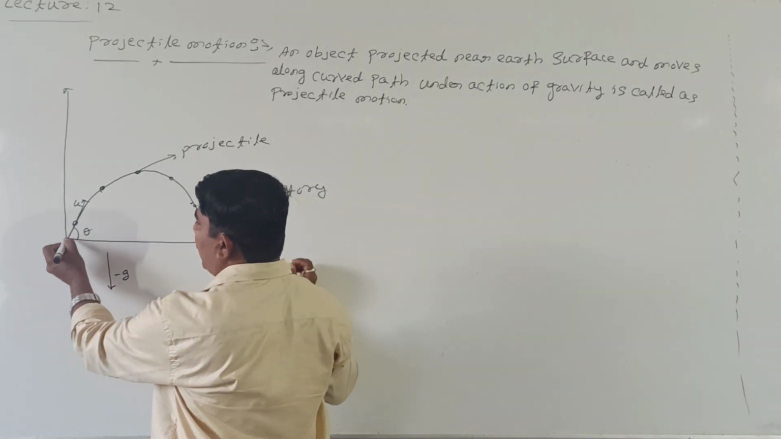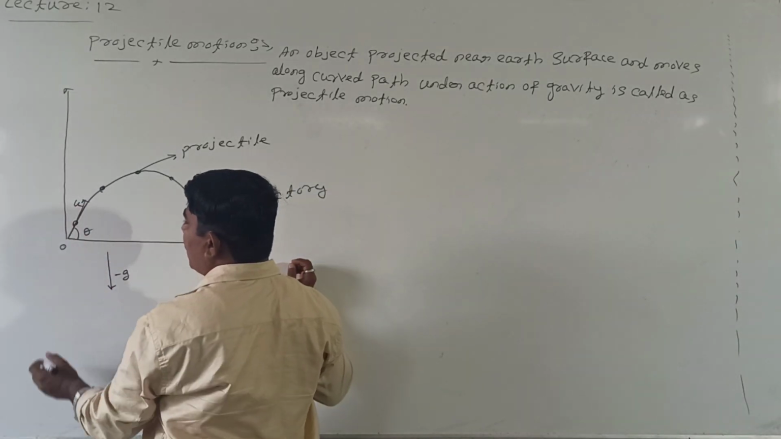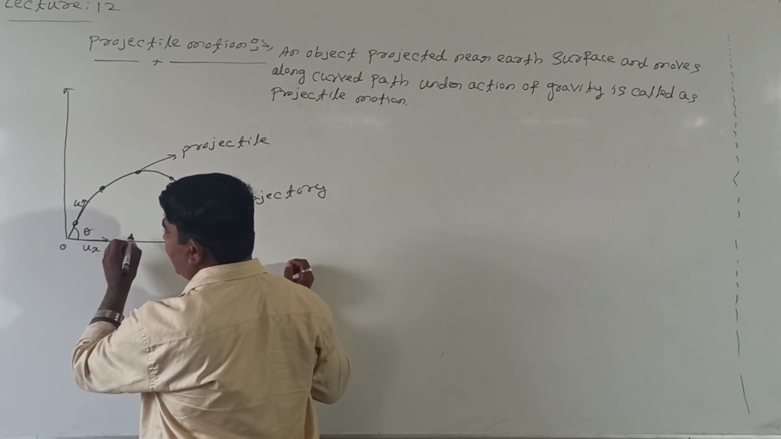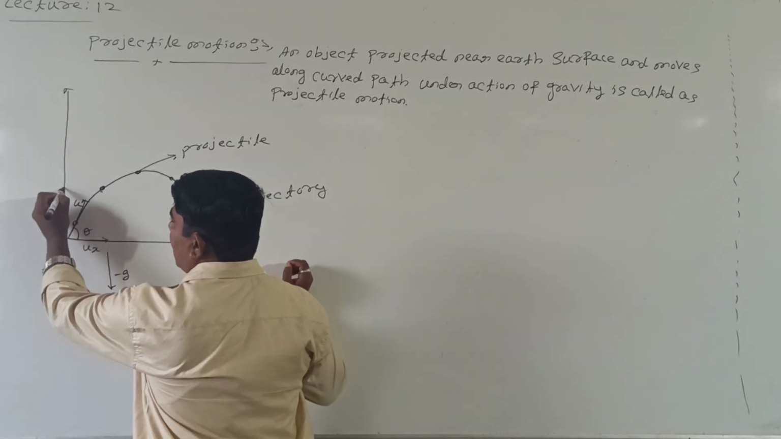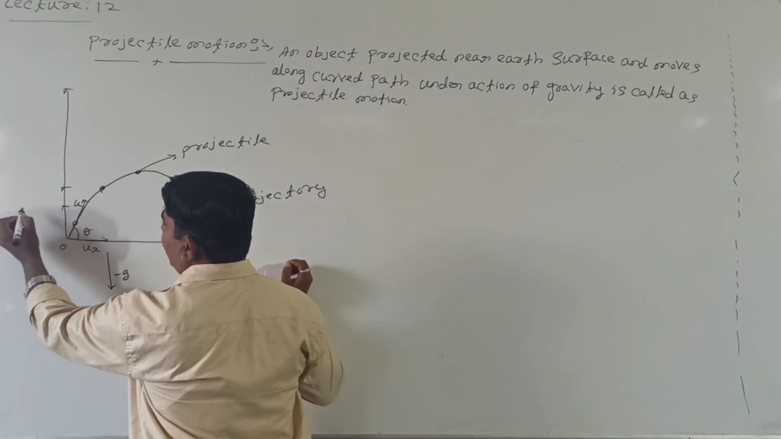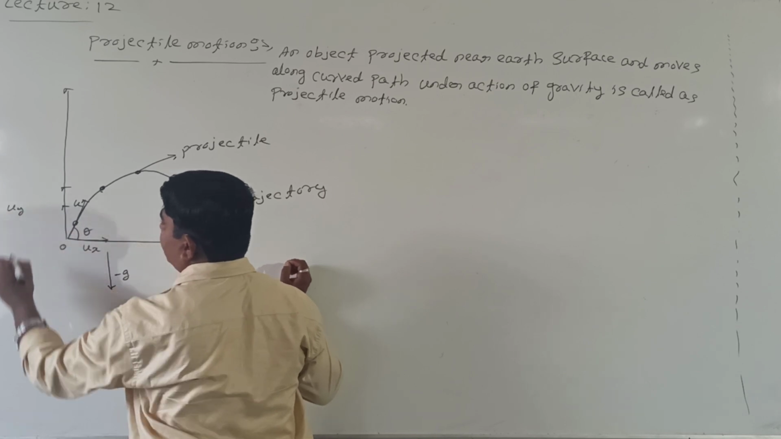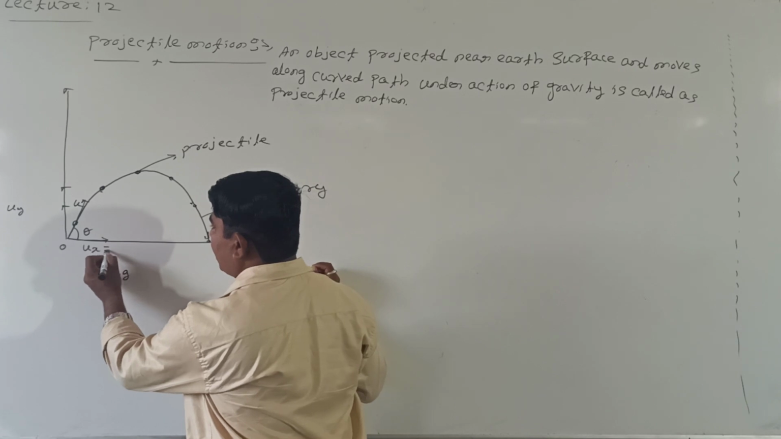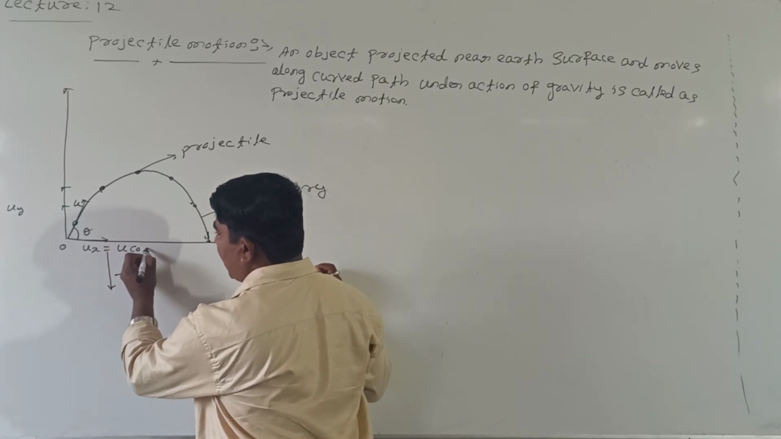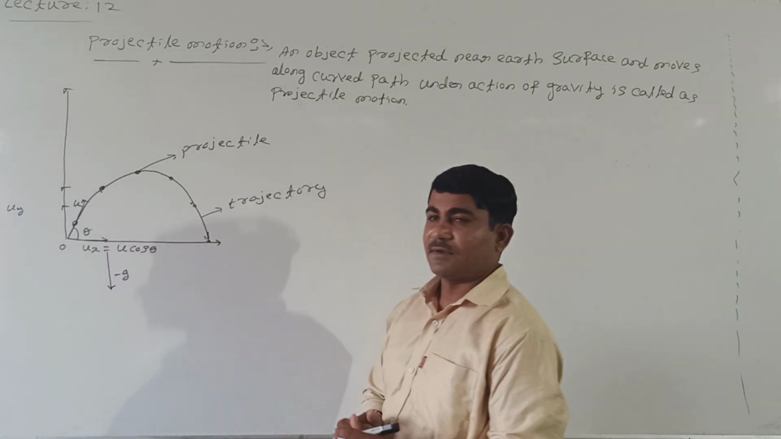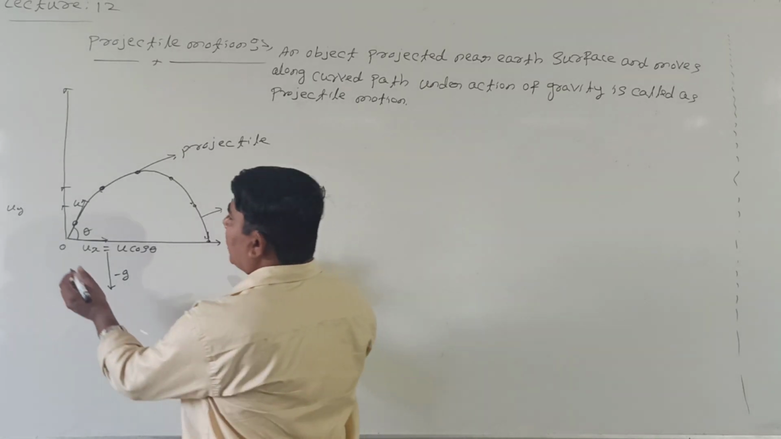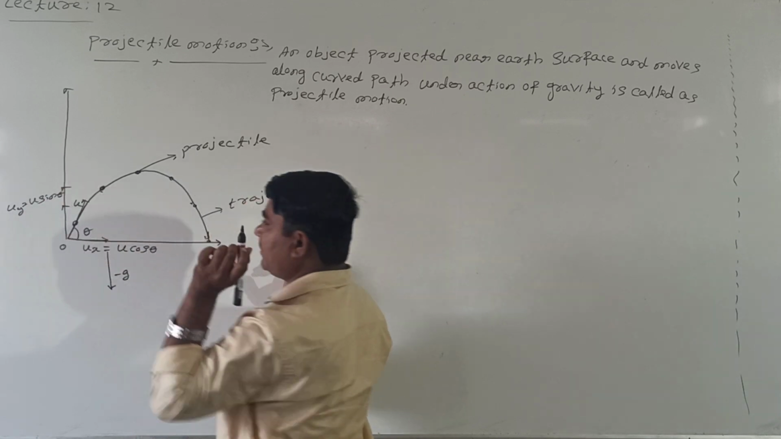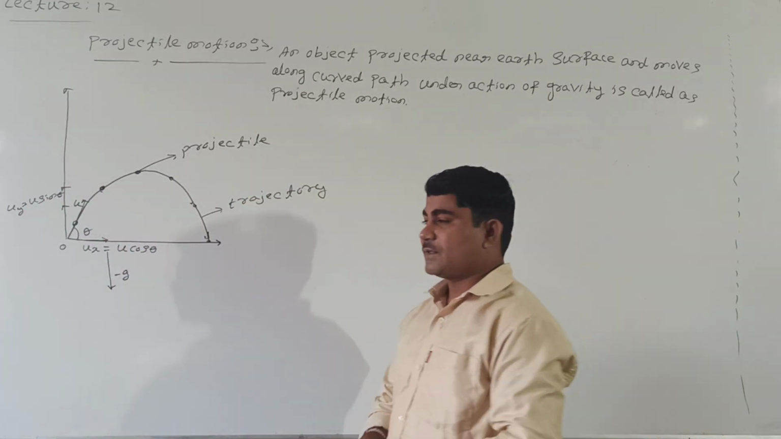At this point, this is nothing but the initial velocity u. This initial velocity is resolved into two components. One component is ux, and along the vertical, that component we are calling uy, right? Along the horizontal, ux can be replaced by u cos theta, right? And along the vertical component, uy equals how much? u sin theta, right?